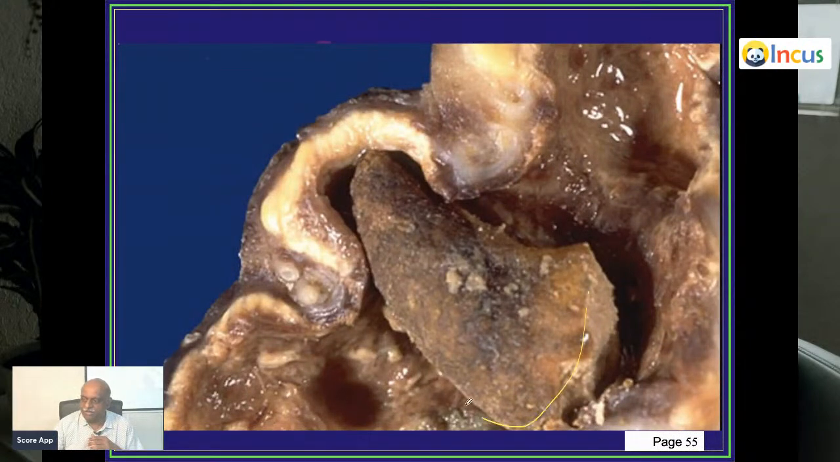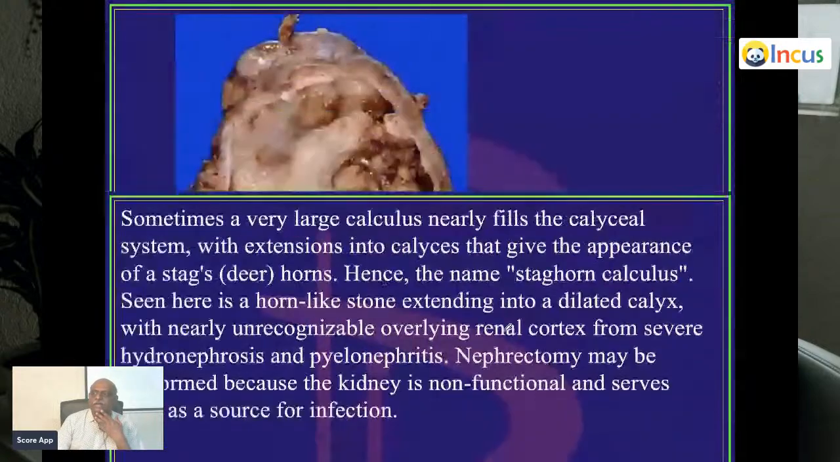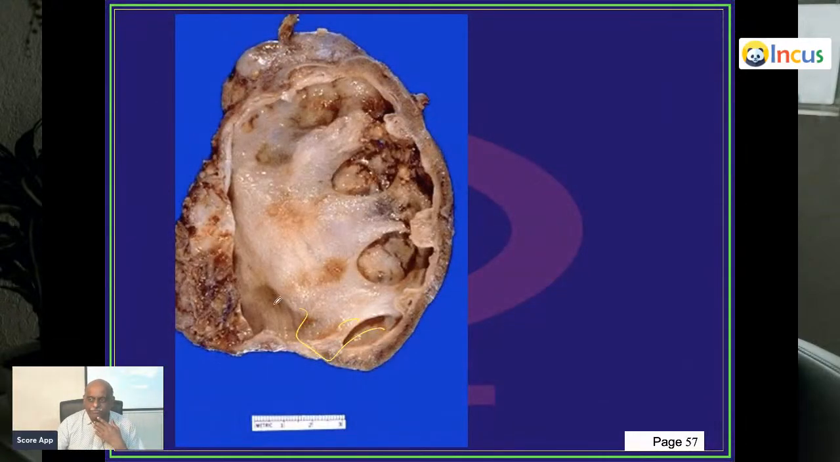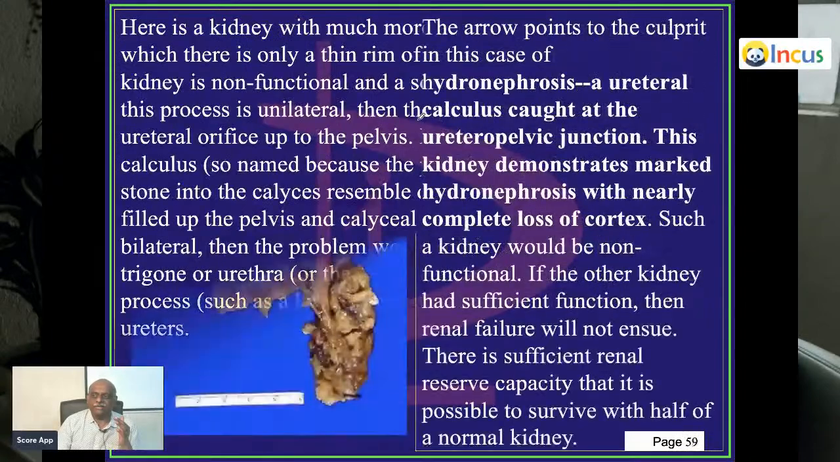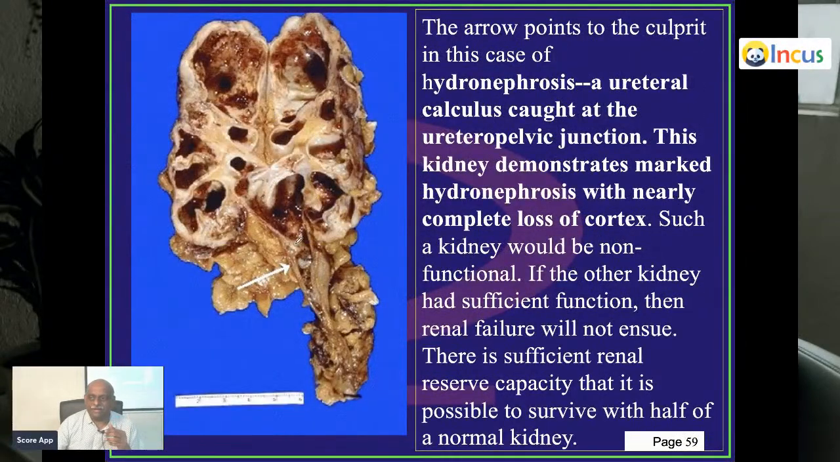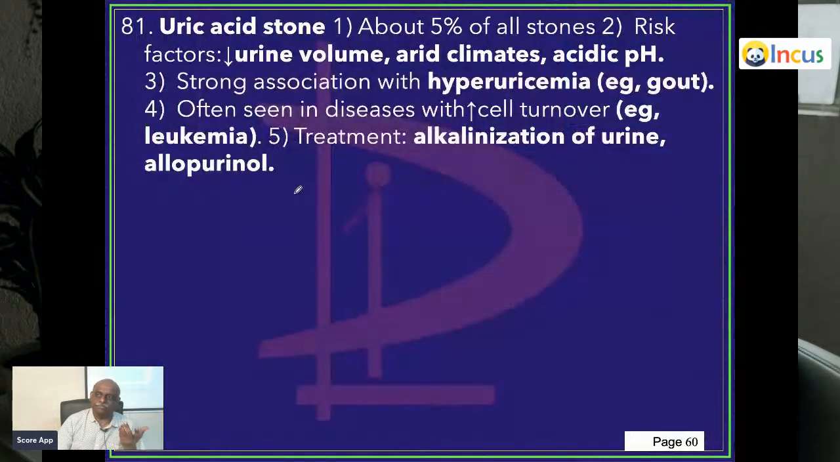This is a big staghorn calculus. This is another example of a staghorn. Nothing is left. The renal cortex became so thin. Everything is occupied by this horn. This is another example of a big staghorn calculus, and staghorn calculus and hydronephrosis. That is all the story.